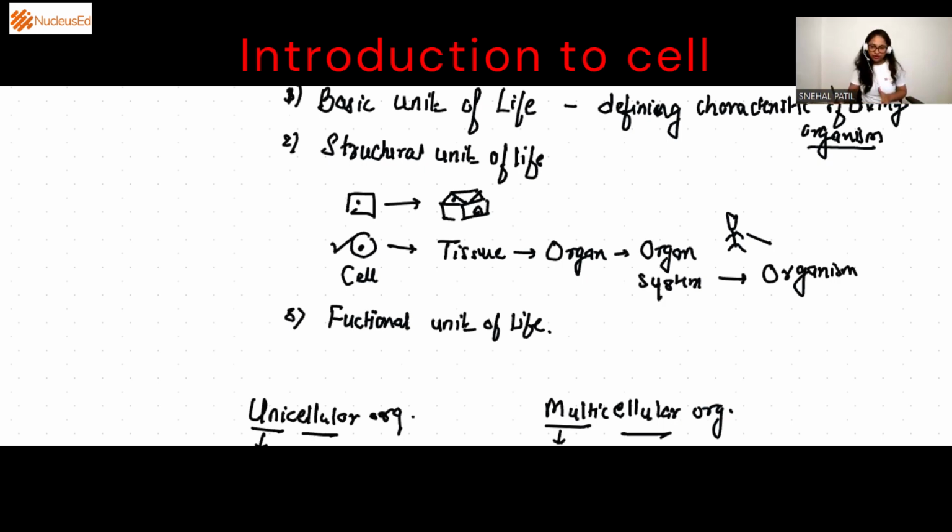In case of multicellular organism, what happens? Each cell is performing some or the other function. So there is one more point observed, that is considered as division of labor. Division of labor is observed in multicellular organism. So there are so many different functions performed in a multicellular organism, but all functions are not performed by a single cell. These all functions are performed by different cells.